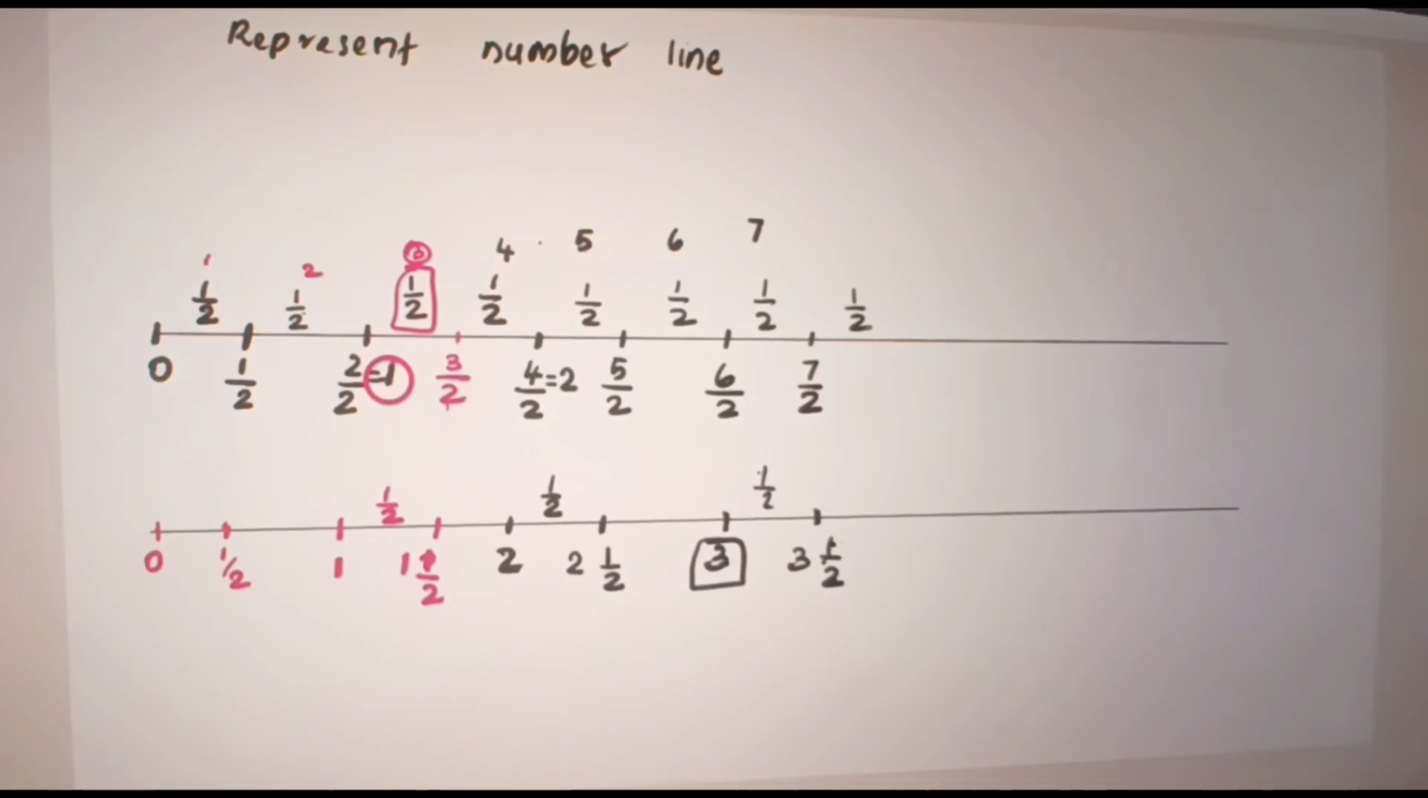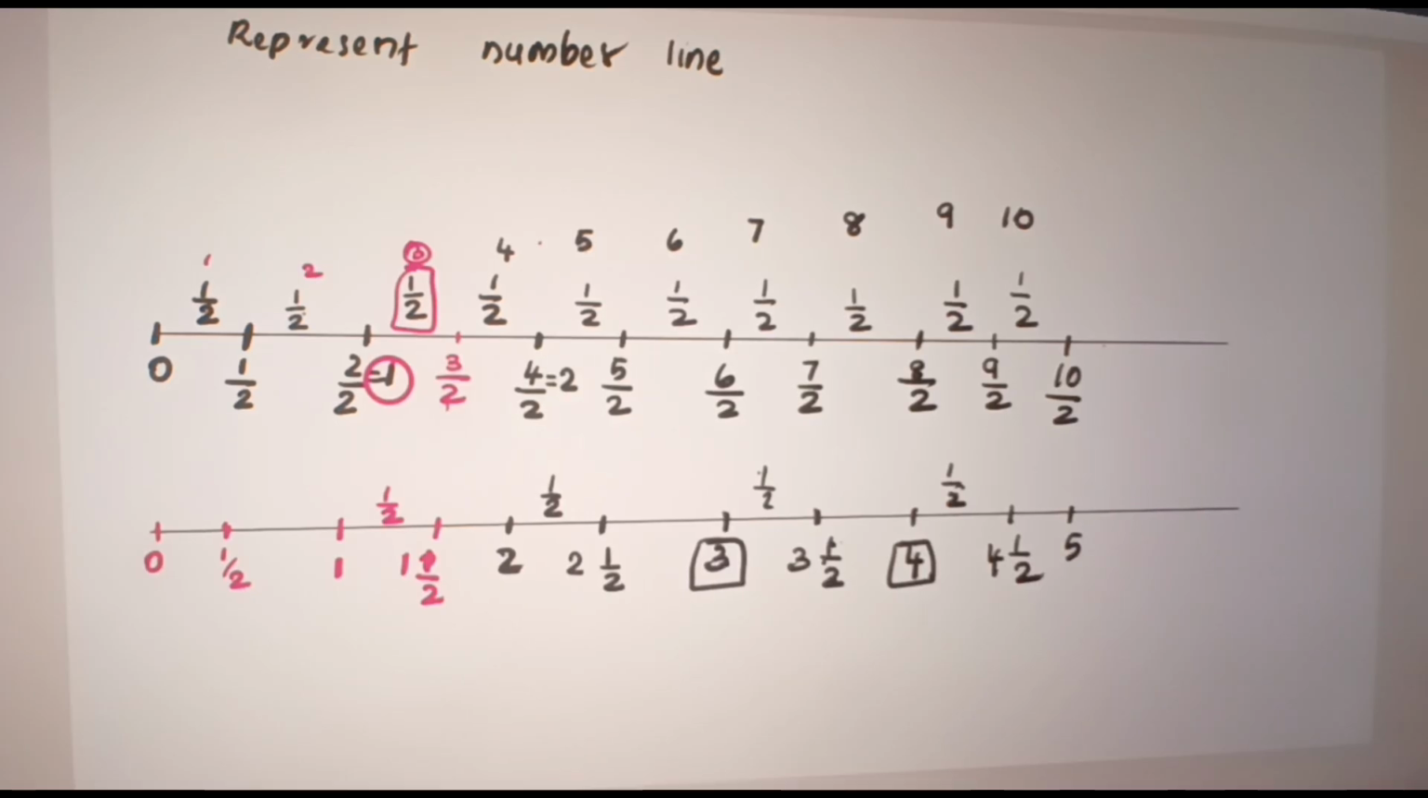Now if you add another half, a total of 8 halves are there. 1, 2, 3, 4, 5, 6, 7, 8 halves are there. So how do you write it? 8 over 2. 8 over 2 means 4 wholes. Now if you add another half, that becomes 9 halves, which is 4 wholes and a half. If you add another half, a total of 10 halves are there. So 10 over 2 makes a whole 5.